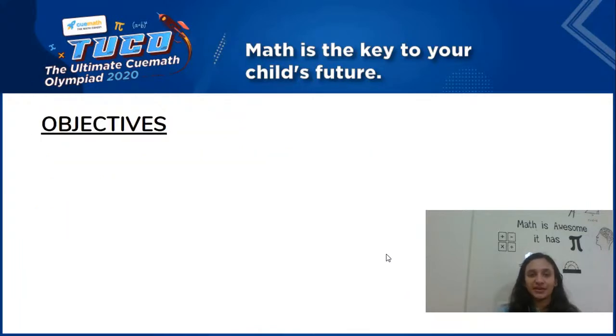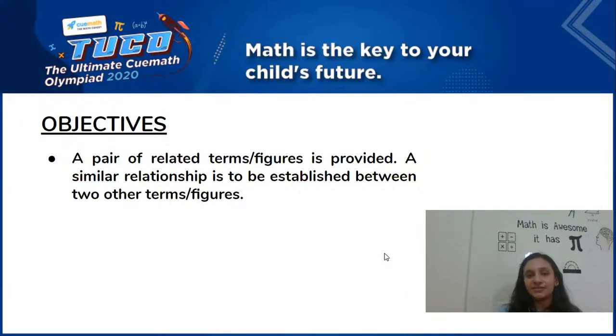Now we'll see what the objectives are. So it says a pair of related terms, figures would be provided to you in the question. And a similar relationship is to be established between two other items or figures in the question. So just as I told you, there is a certain way wherein two things, two objects, two numbers, or it could be anything, a pair of anything, there is a certain relationship in that pair. That relationship you can apply to any other pair as well. So any other pair which has got the same sort of relationship, same sort of connection, is called as analogy.